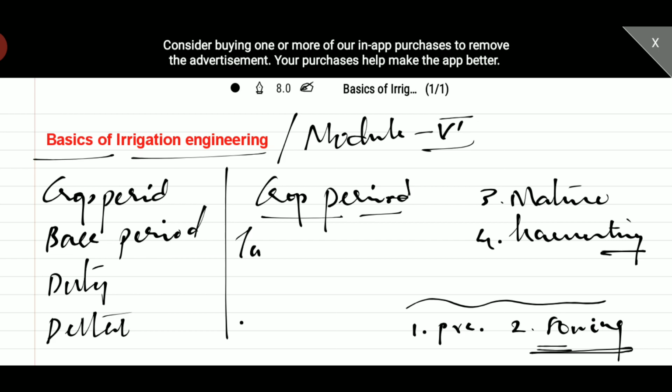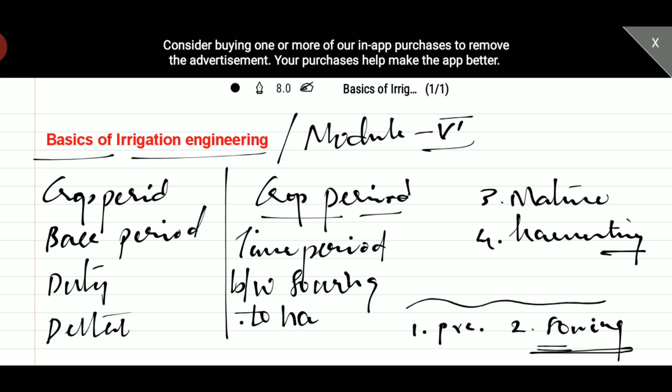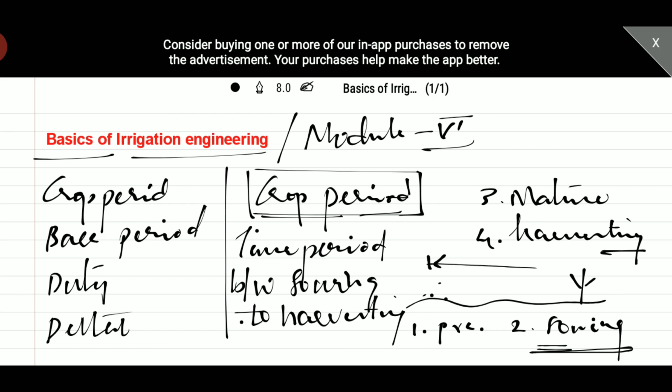So the time period between sowing to harvesting is called the crop period. Okay, so when you sow the seeds and before harvesting, this complete period we call the crop period.